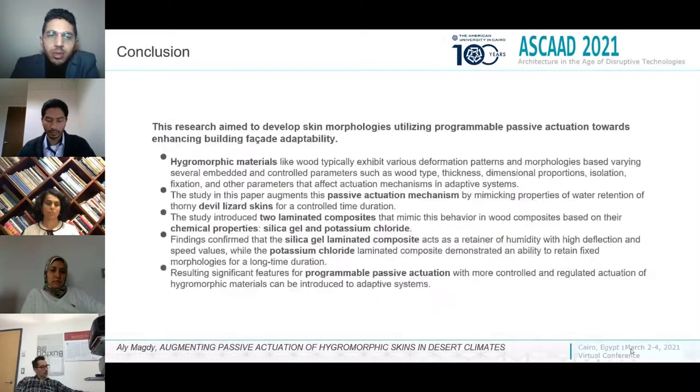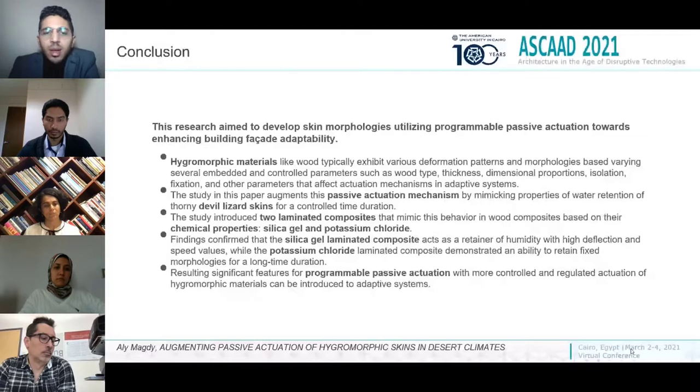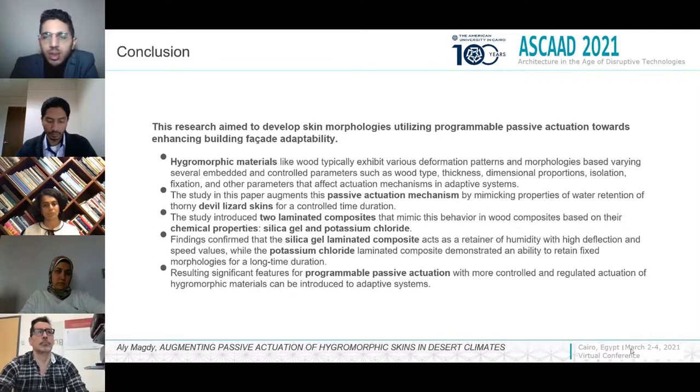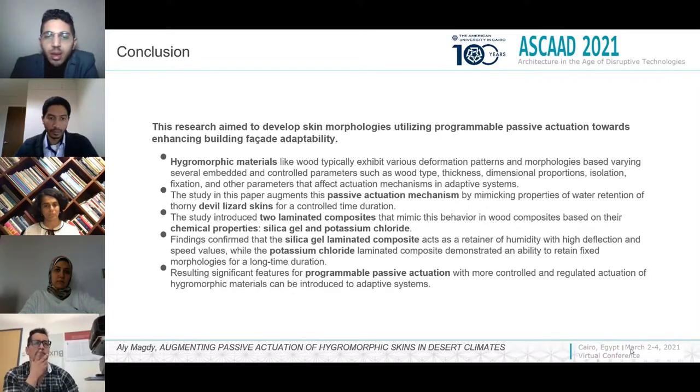skins. Also, the study introduced two laminated composites with chemical properties like silica gel and potassium chloride. Findings confirmed that the silica gel composite acts as a retainer with the highest deflection at different speed values, while the potassium chloride laminated composite demonstrates the ability to retain fixed morphologies for a long time duration. As a result, you can find a programmable passive actuation with more controlled and regulated actuation of hygromorphic materials for the adaptive skins.